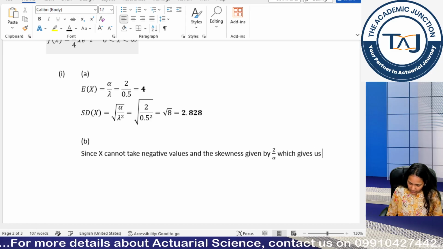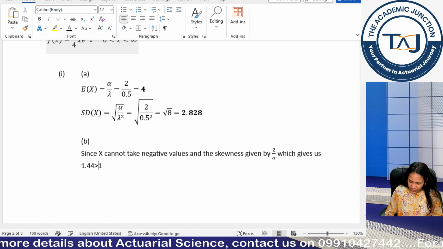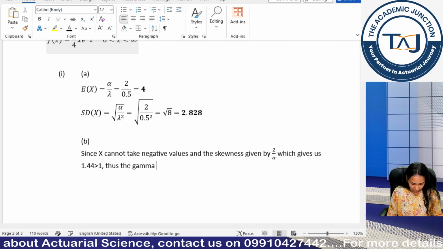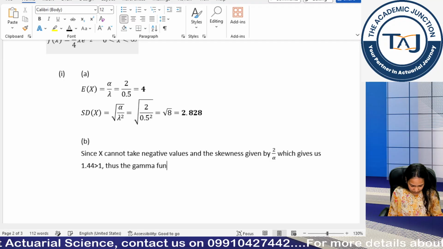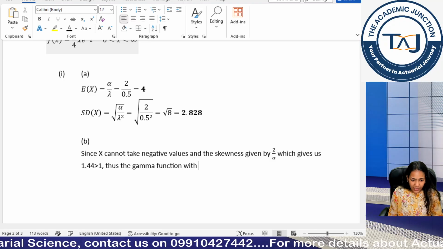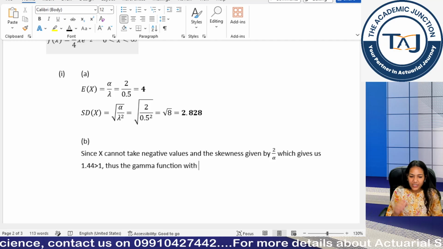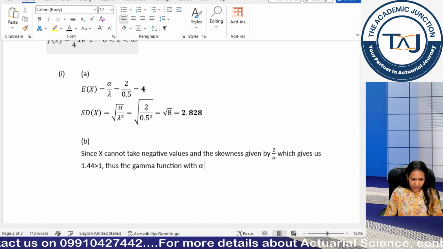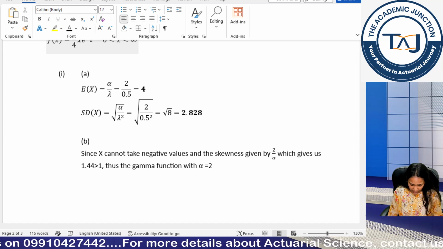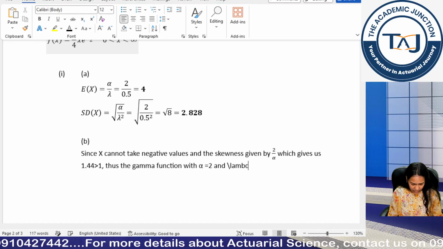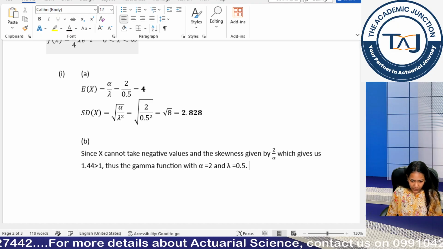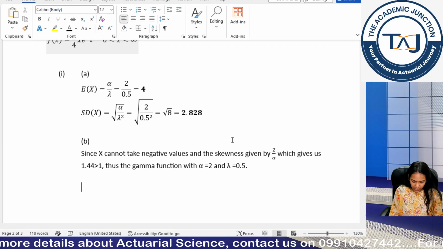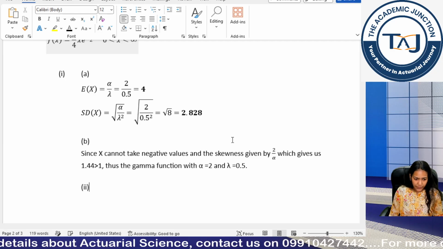gives us 1.4 something, which is greater than 1, thus the gamma function with alpha and lambda. Now I would have to use the equation editor again just for alpha, then again for lambda. What I would do is simply use normal typing. I have already taught that lambda is equal to 0.4. Simple, no long question it was. Now let's come to the second part.